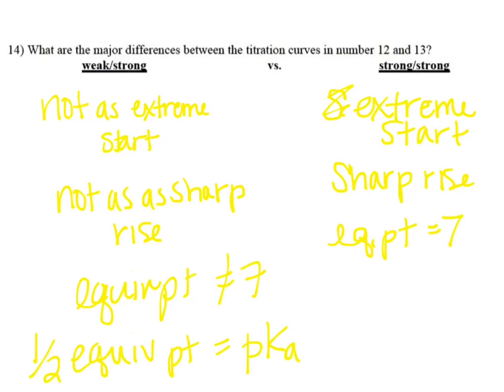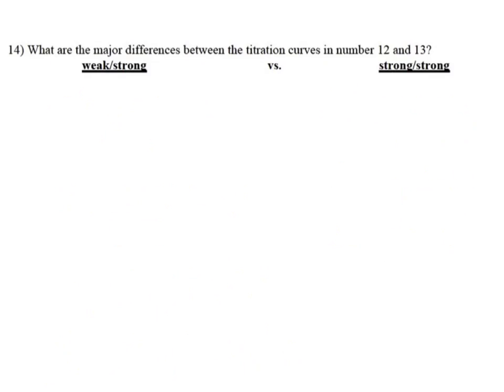Okay. All right, are there any questions on those? Being able to look at them and know what's going on, being able to identify the graph. So we're saying that half equivalence point's pH is equal to pKa? Yes, the pH at half equivalence. Okay.